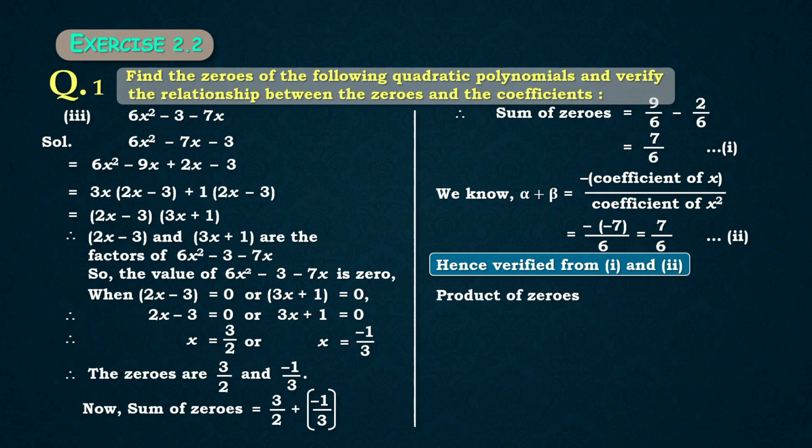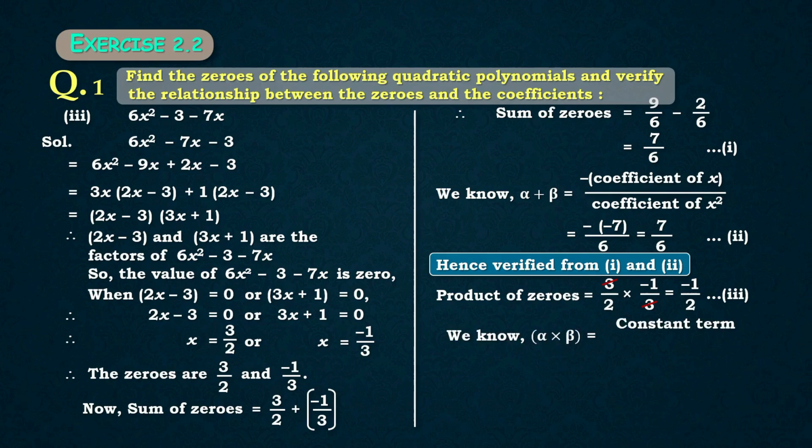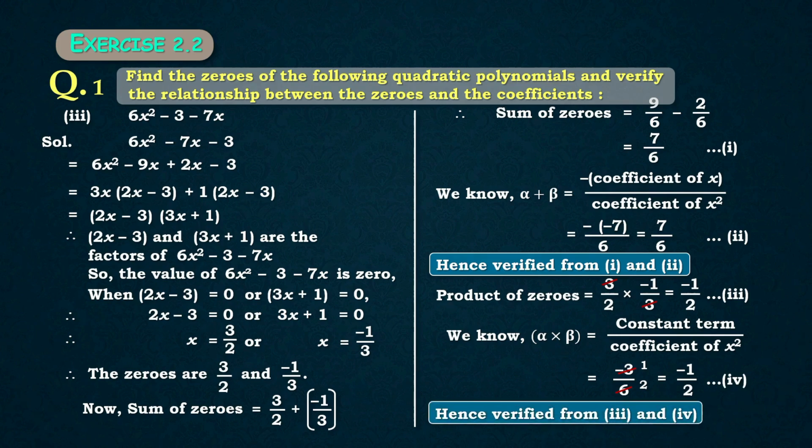Now let us find the product of the zeros. 3 by 2 multiplied by minus 1 by 3 equals minus 1 by 2. According to the formula, the product of zeros is equal to the constant term divided by the coefficient of x squared. The constant term is minus 3. The coefficient of x squared is 6. So minus 3 divided by 6 equals minus 1 by 2. Both values are equal. Hence, the second relationship is also verified.